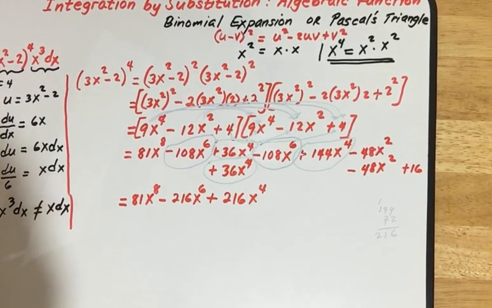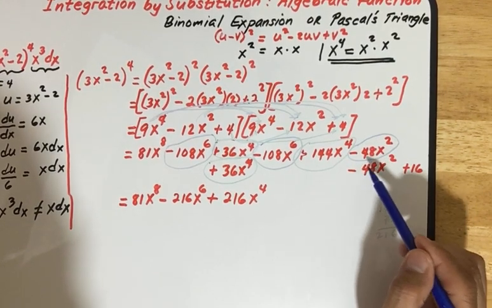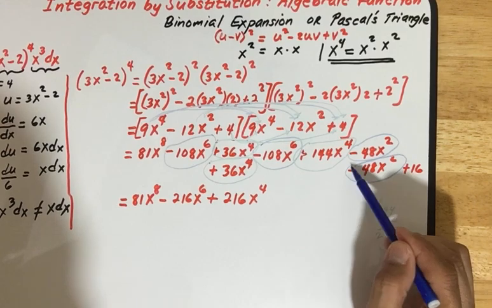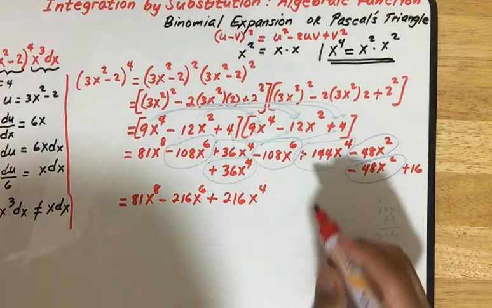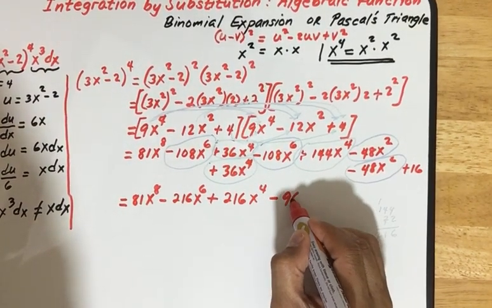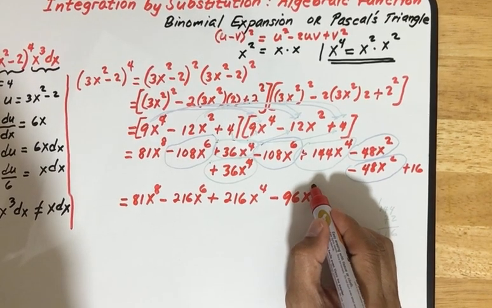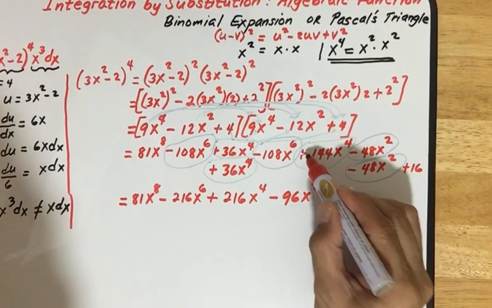Okay? And then you have x squared. So you have a term that contains x squared, negative 48x squared. Then we have negative 48x squared. So combining them, what is 48 plus 48? So that is 96. Right? That is minus 96 x to the power 2. Okay?